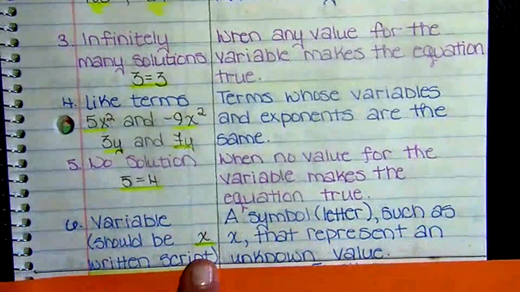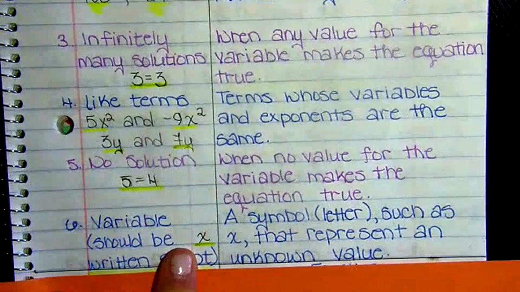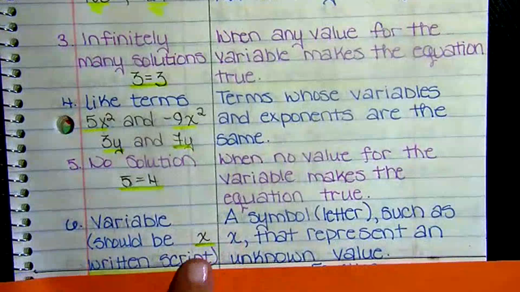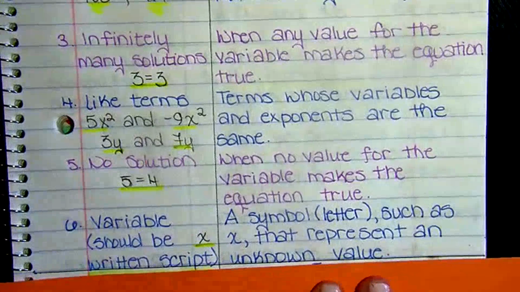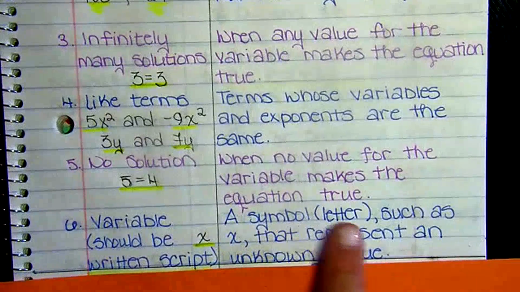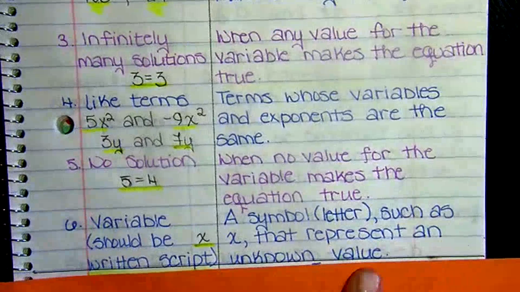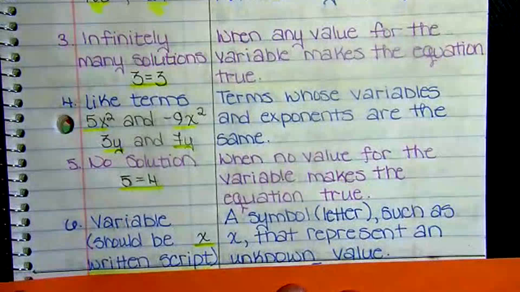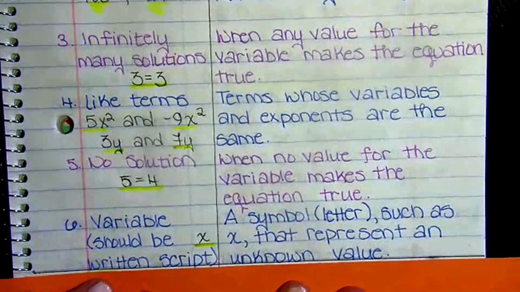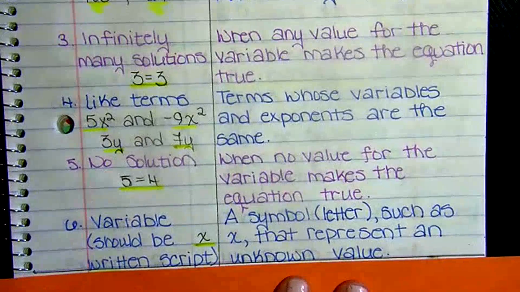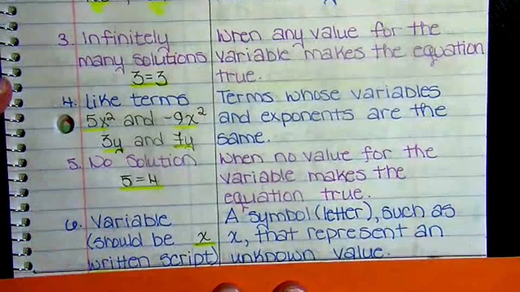Then we have variables. Variables should be written in script, which is kind of like an italicized letter, and a variable is a symbol, a letter such as x, that represents an unknown value. So that's what we use in our linear equations to represent a quantity that we don't know how much is being used.